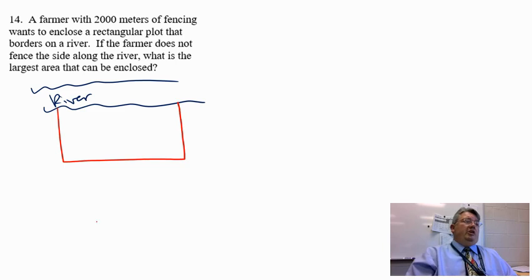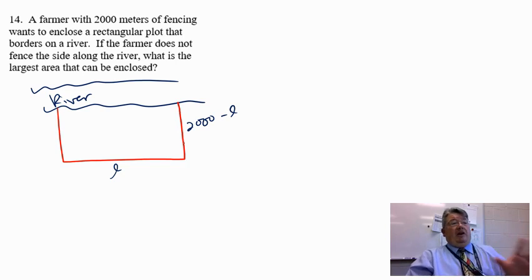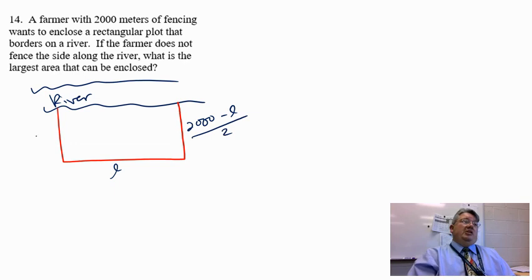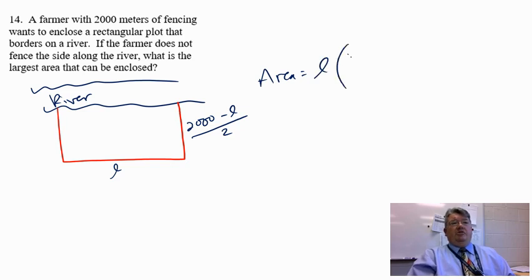What's the largest area that can be enclosed? Okay, so the way I have to look at this is I've got my length, and this is going to be 2,000 minus the length. That will give me what I have after I cut away the length, but I've got to divide it by 2 so that this side will be the same. So my area is going to be the length times 2,000 minus the length all over 2.